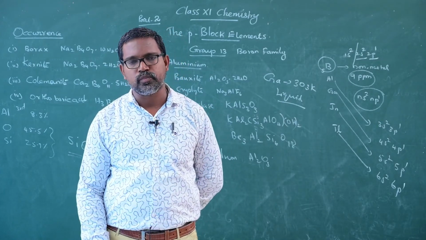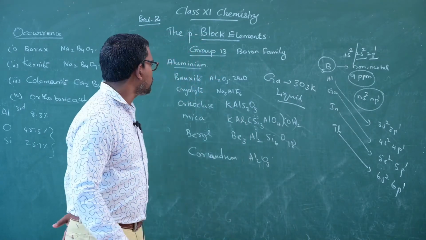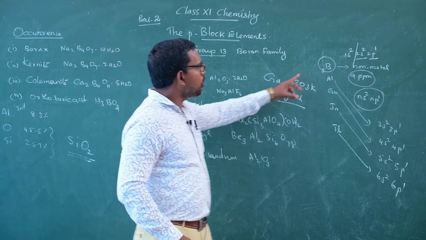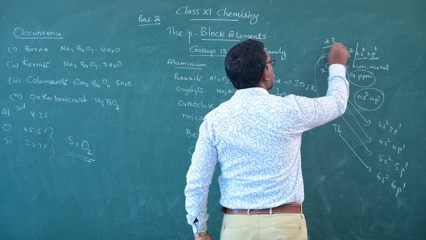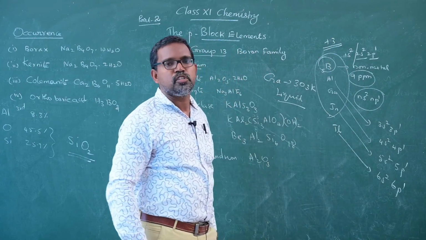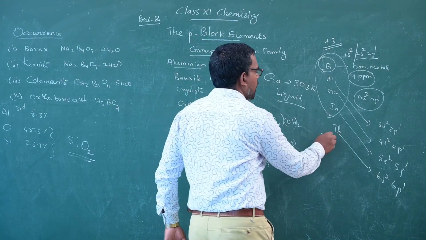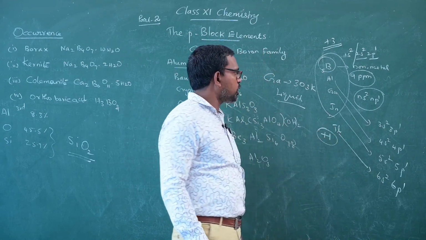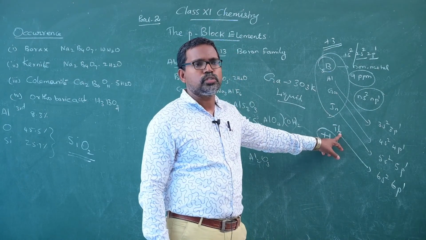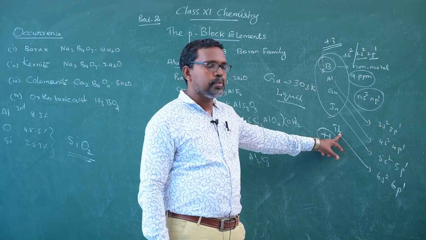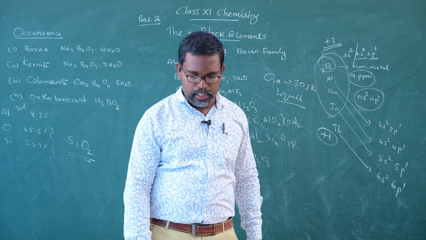We discussed the atomic and ionic radii, ionization enthalpy, electronegativity, melting and boiling point, and electropositive or metallic character. The last one is oxidation state. Boron, aluminum, gallium and indium show +3 as the common oxidation state in most of their compounds. Thallium shows the +1 oxidation state. And thallium is toxic in nature. Its compounds are toxic. This is the oxidizing nature.